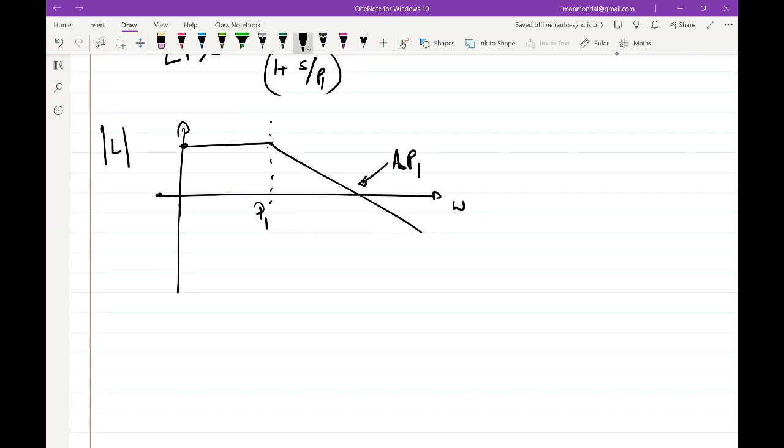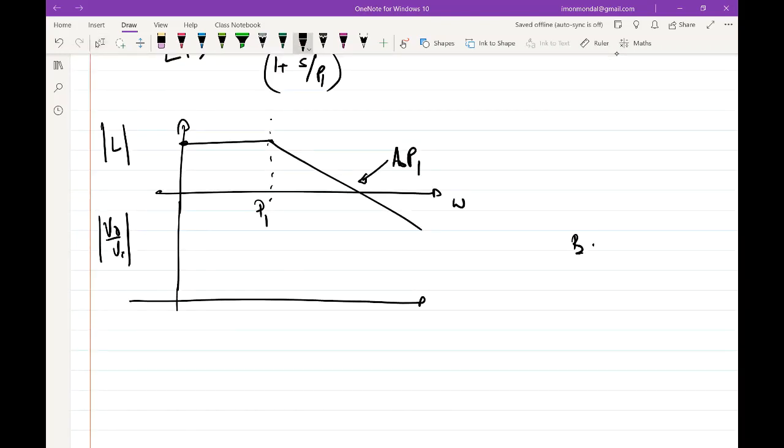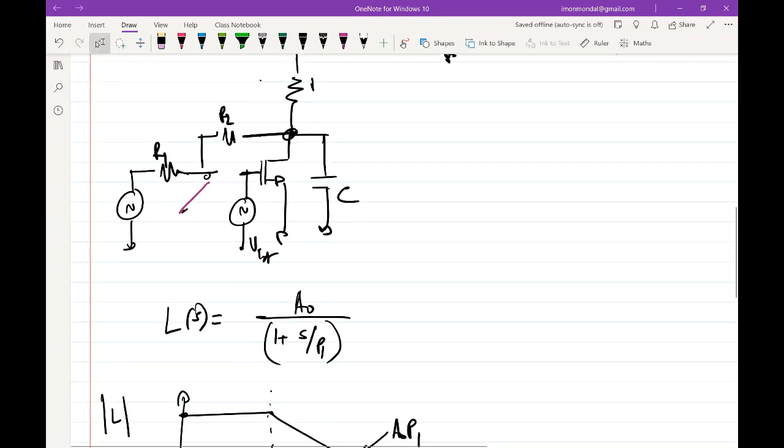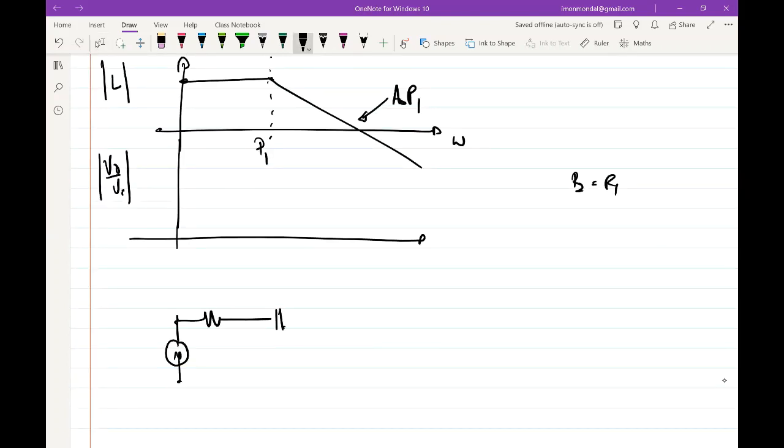Fine. And then we also said that if we close the loop now and try to find out what is V0 over VI, in this case, if R2 equal to 2 R1, let's say, what is the expected V0 over VI? Not really 3, right? Under ideal condition, assuming that your loop gain is infinity and all the good things, what is going to be V0 over VI? What is going to be the error voltage?